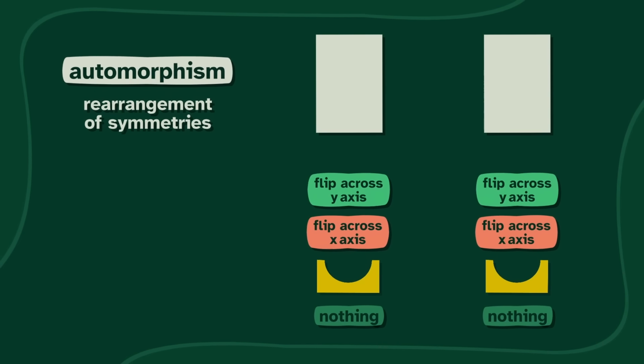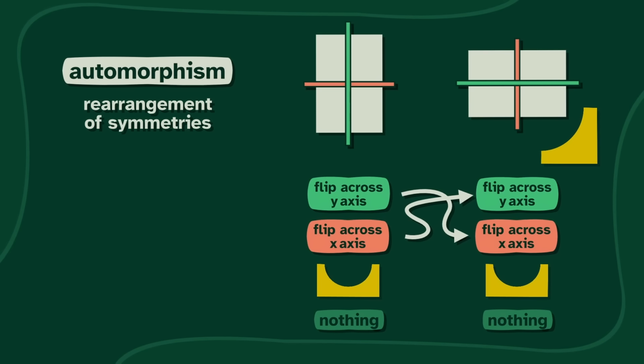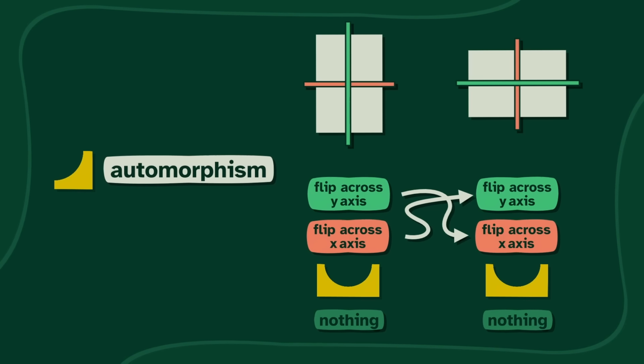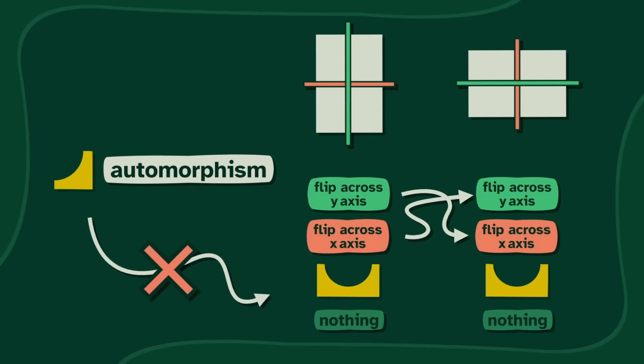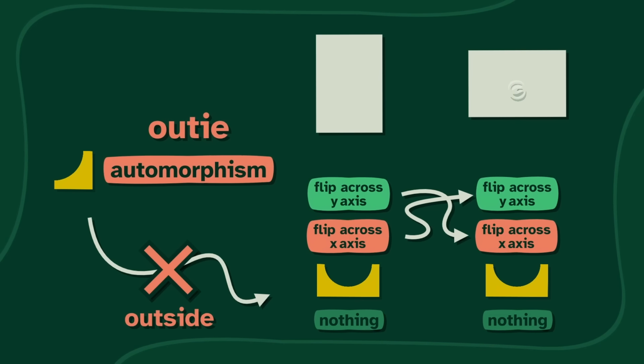For example, we can swap the flips. You can think of this as shredding a quarter pipe, dude. The y-axis swapped places with the x-axis. So we can call this the quarter pipe automorphism. But notice, the quarter pipe is not a symmetry of the rectangle. The left rectangle is taller than the right. The quarter pipe is outside of the rectangle's symmetries, so this automorphism is an outie. The rectangle has an outie.